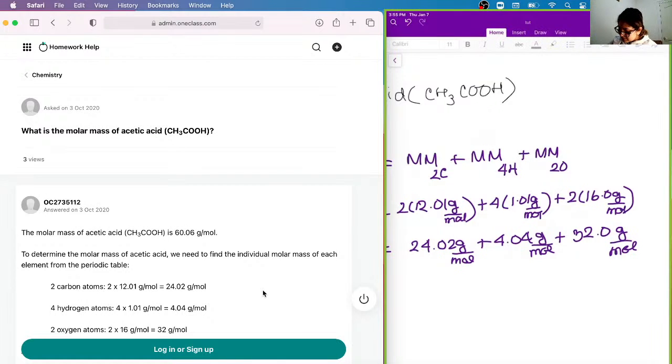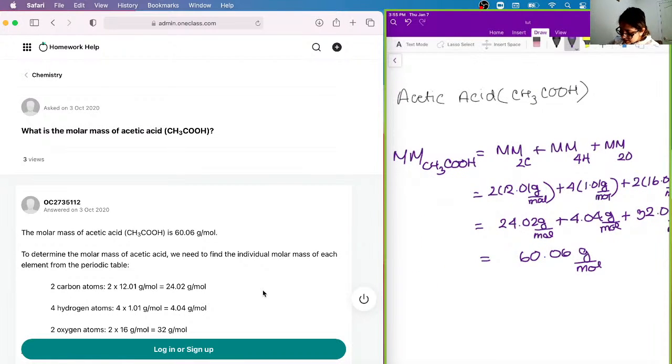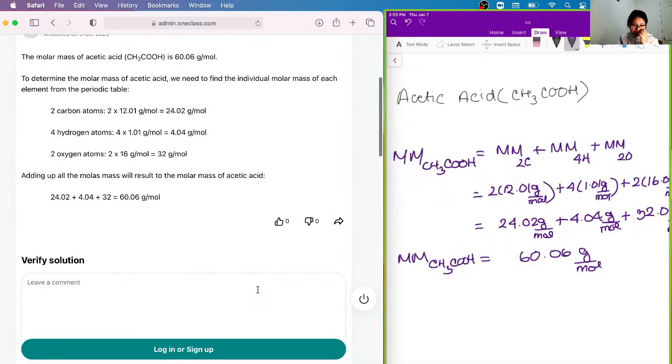And the last step is to add all these 3 numbers together, and you would get 60.06. So we can say the molar mass of acetic acid, which is CH3COOH, is 60.06 grams per mole. And this is what they've got. So this is the correct solution.